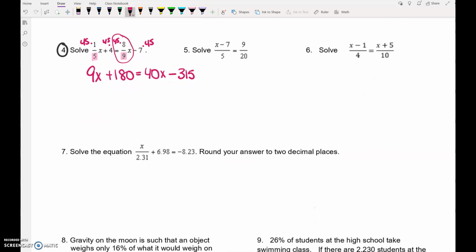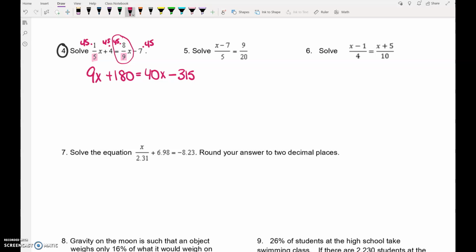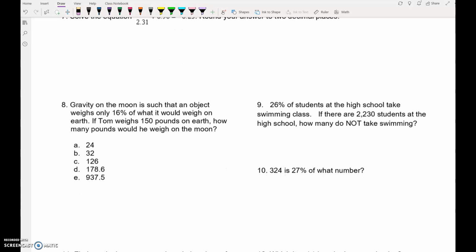The next one, I think that number 7 is kind of similar, but if you wanted to multiply everything by 100, basically move all the decimal points 2 places, you could do that, but honestly, I would just keep the decimals and deal with it. Subtract by 6.98, and then to undo divided by 2.31, you would multiply by 2.31. So just keep that in mind for number 7.